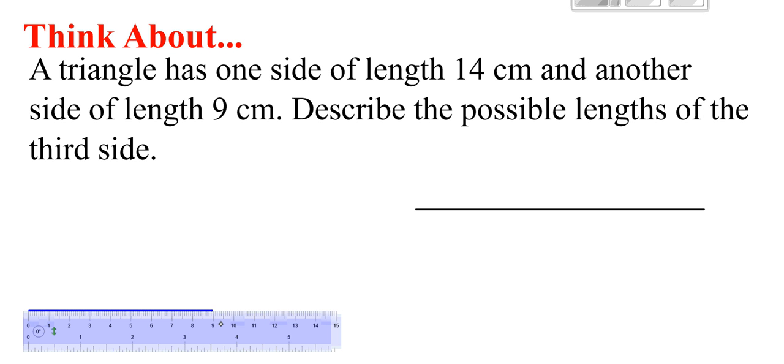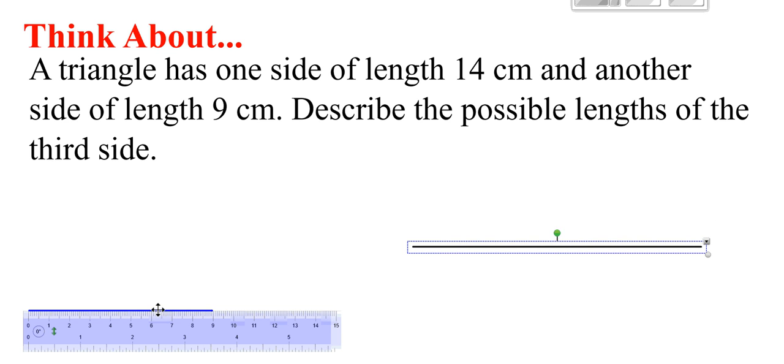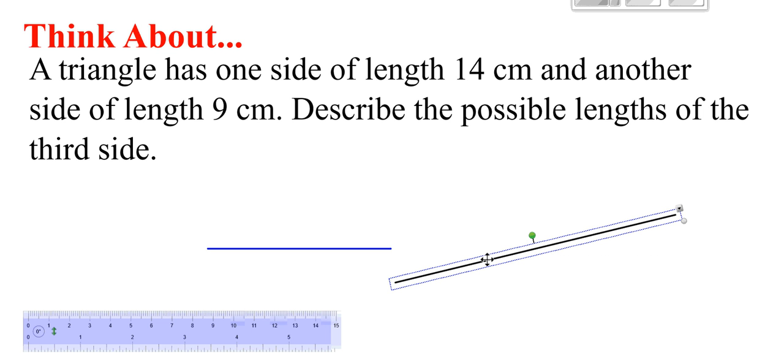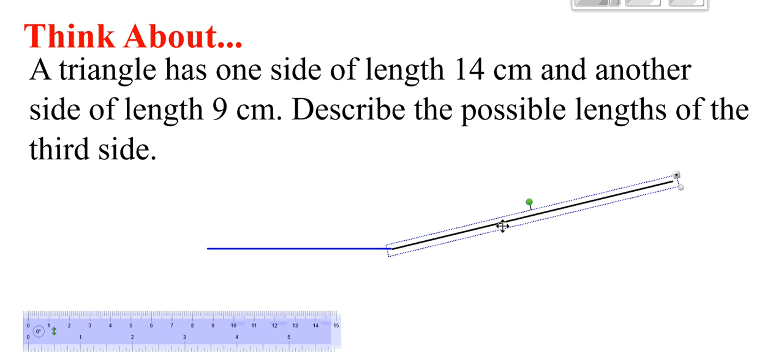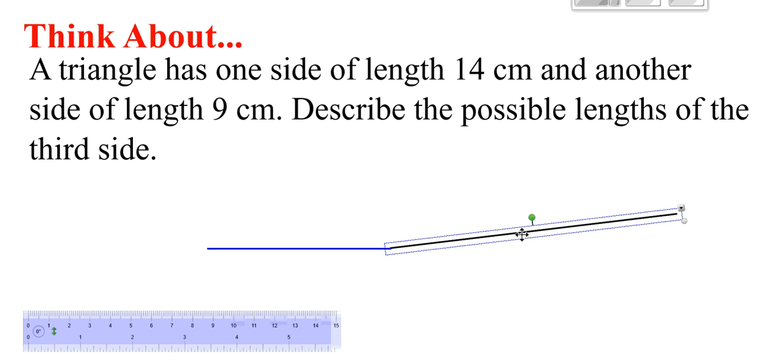Describe the possible lengths of the third side of our triangle. As I think of these, I think about my extreme conditions. My extreme conditions are where these two lines meet. If they meet here, and this angle is extremely obtuse, something like this, nearly flat, then we have the third side of the triangle here.